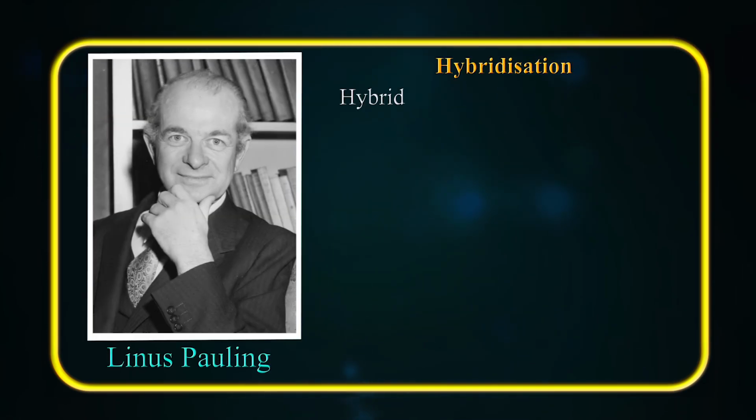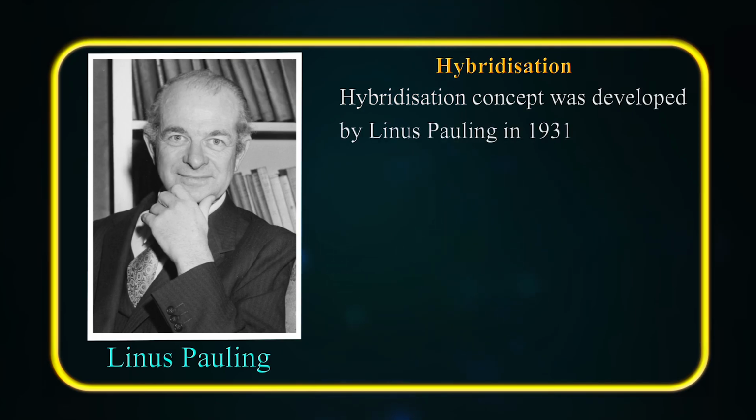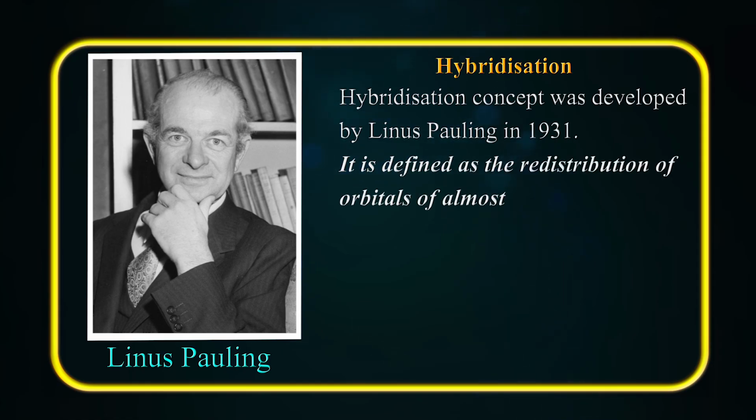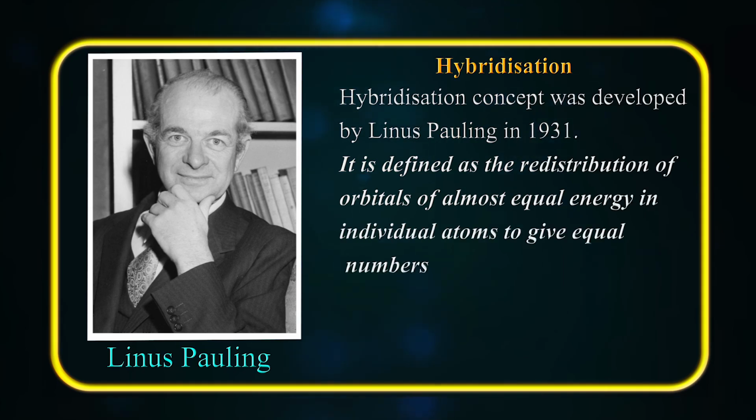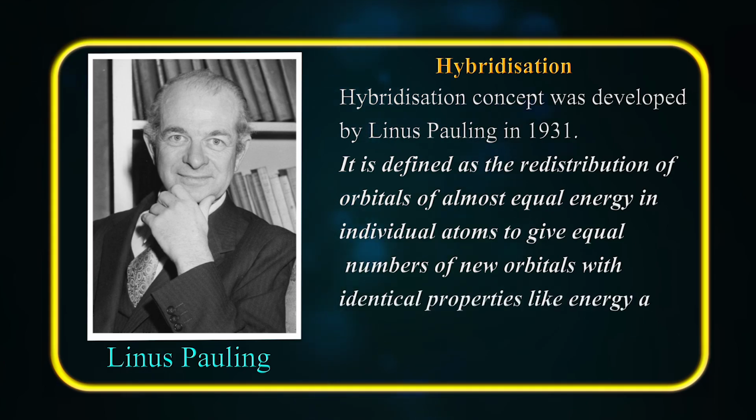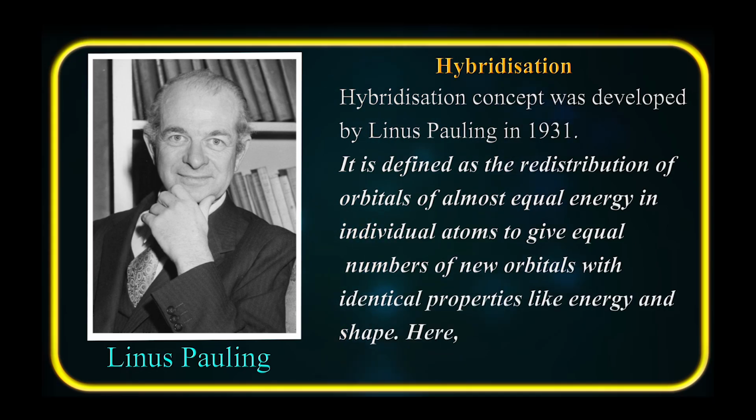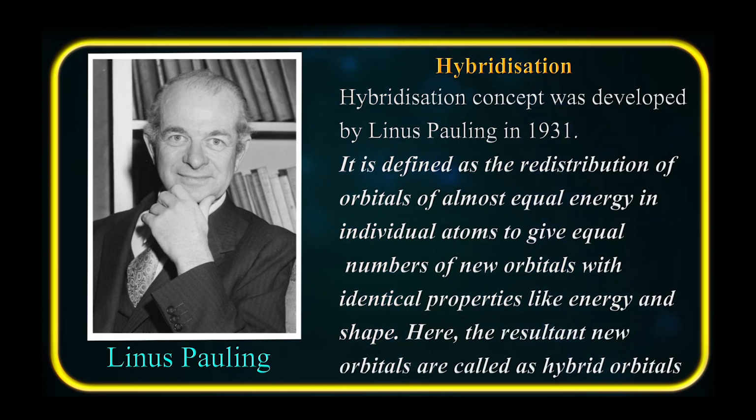Hybridization. The hybridization concept was developed by Linus Pauling in 1931. It is defined as the redistribution of orbitals of almost equal energy in individual atoms to give an equal number of new orbitals with identical properties like energy and shape. The resultant new orbitals are called hybrid orbitals.